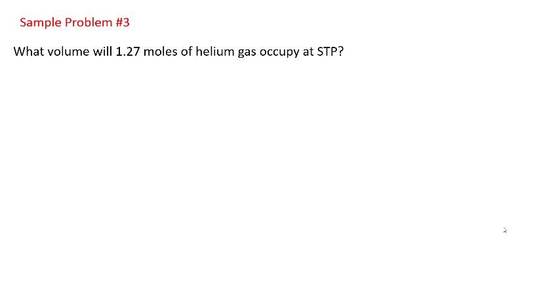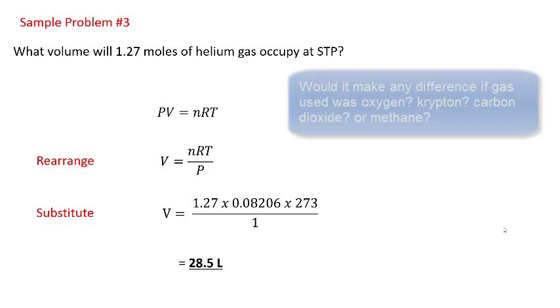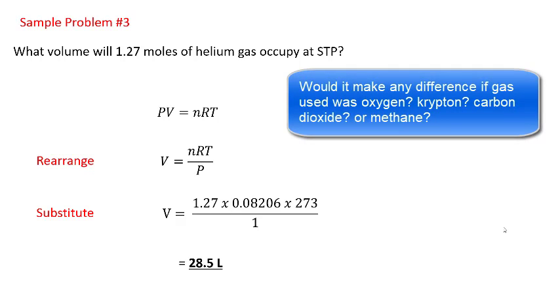In this problem, we're asked what volume will 1.27 moles of helium gas occupy at STP. We use the ideal gas equation and rearrange. We substitute in the values and we get an answer of 28.5 litres. You may be thinking this is easily done by simply multiplying 1.27 by 22.4 litres. Would it make any difference in the answer if the gas were oxygen, krypton, carbon dioxide or methane? And the answer in each case is no, no, no.